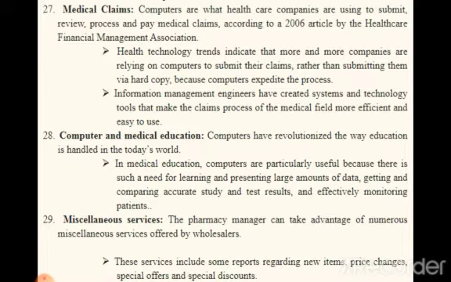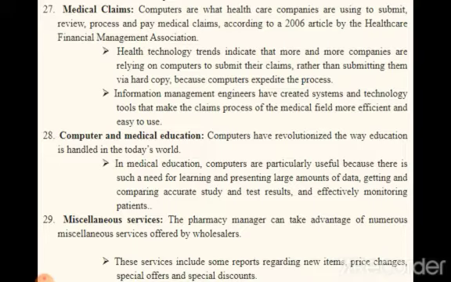Computers and medical education. Computers have revolutionized the way education is handled in today's world. In medical education, computers are particularly useful because there is such a need for learning and presenting large amounts of data, getting and comparing accurate study and test results, and effectively monitoring patients.